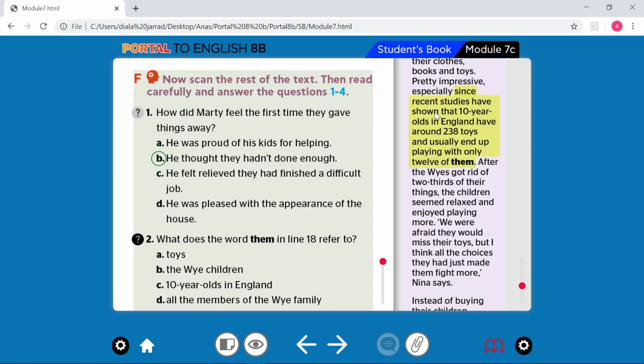Since recent studies have shown that 10-year-olds in England have around 238 toys and usually end up playing with only 12 of them. So here we are talking about them, which is a plural pronoun, so I will look for a plural noun. We look at recent studies. The 10-year-olds in England have around 238 toys and usually end up playing with only 12 of them. So the topic is about toys, and the answer is toys.